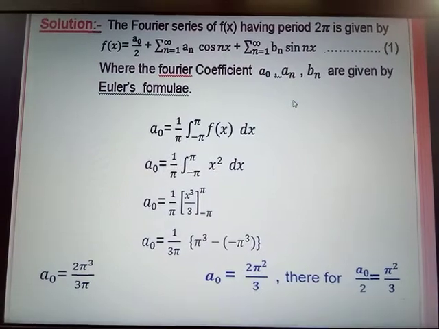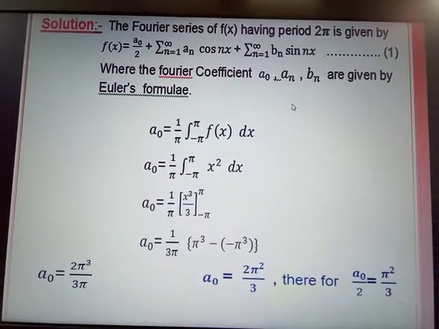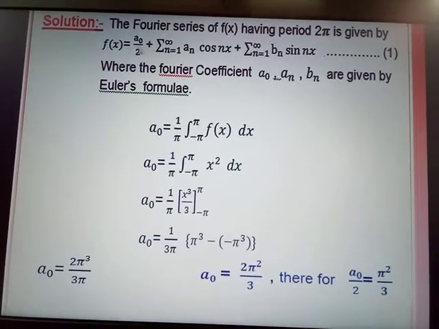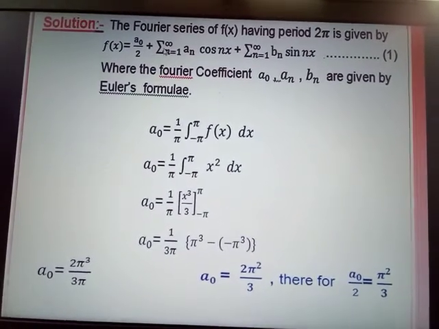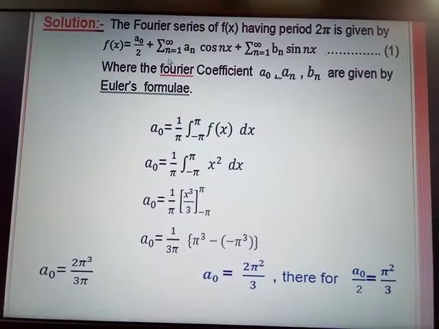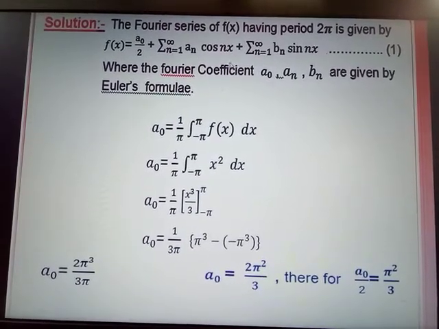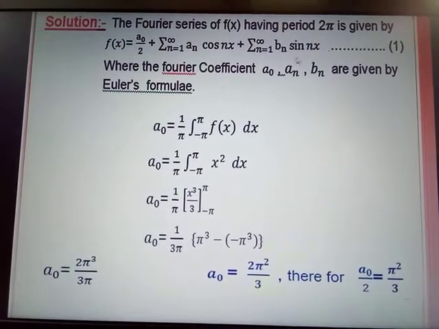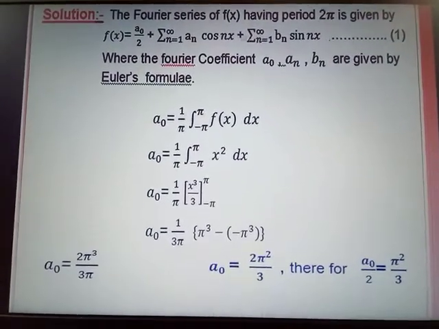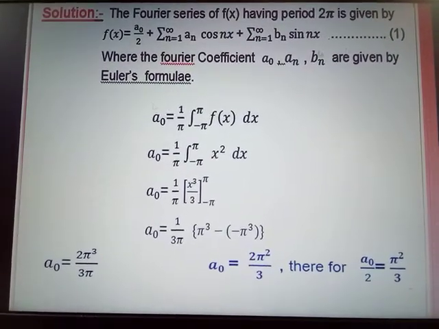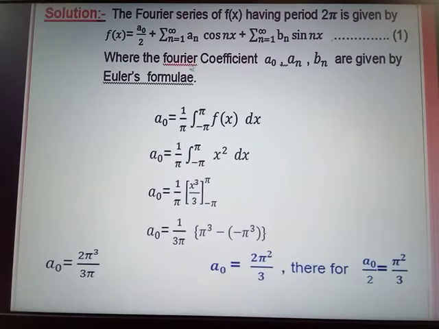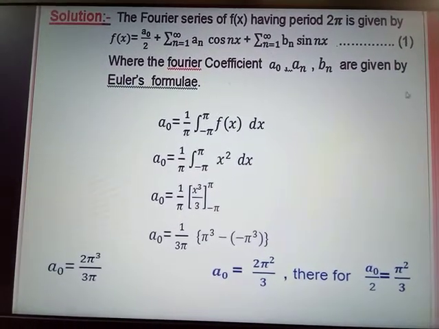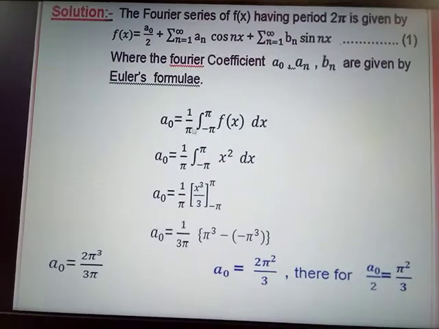The Fourier series of f of x having a period 2 pi is given by f of x is equal to a naught by 2 plus summation n running from 1 to infinity a n cos n theta plus summation n running from 1 to infinity bn sin n theta, and name this equation as 1. Now the Fourier coefficients, that is a naught, an, bn, are given by Euler's formulae.